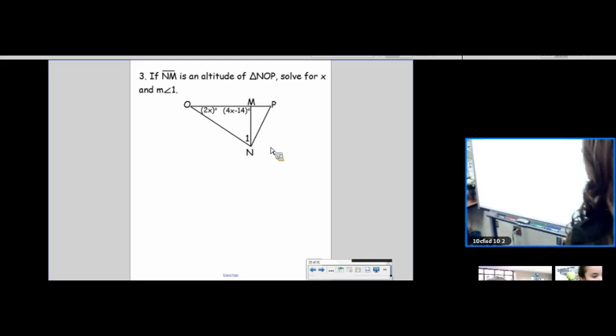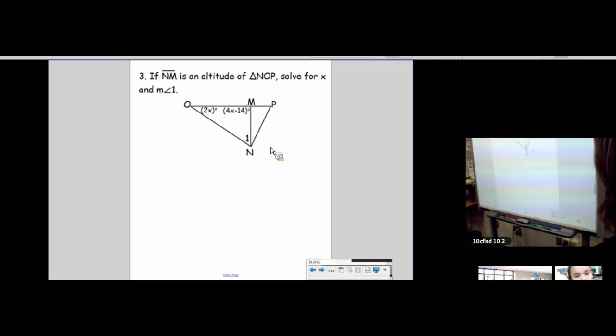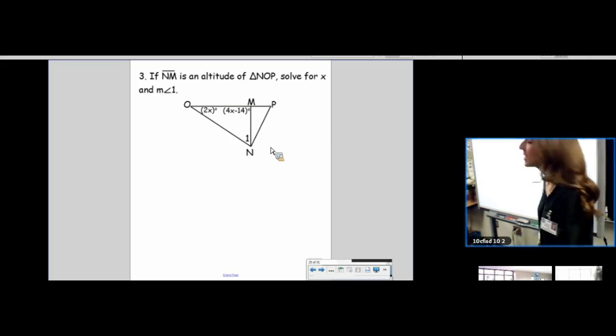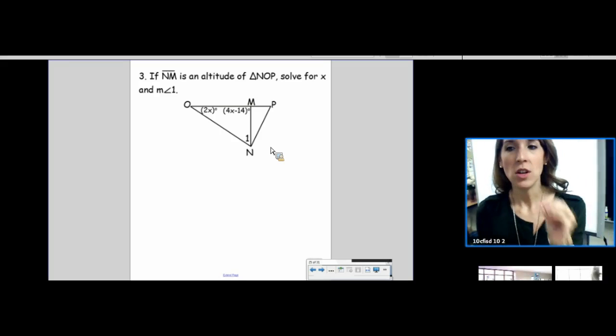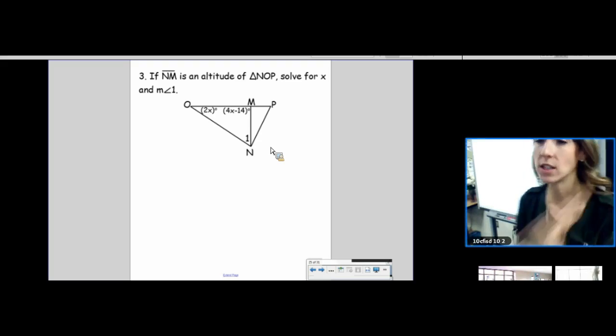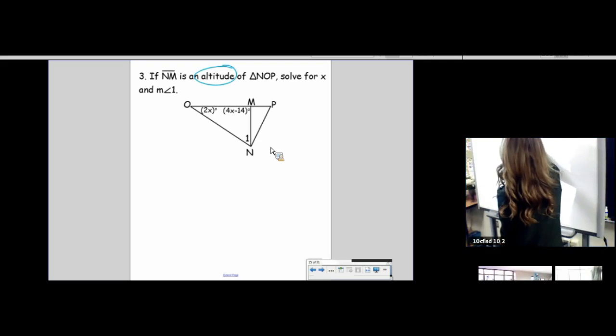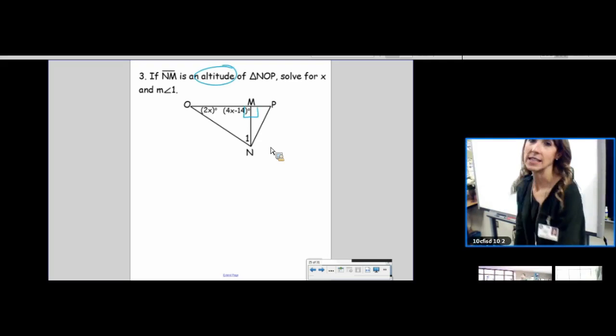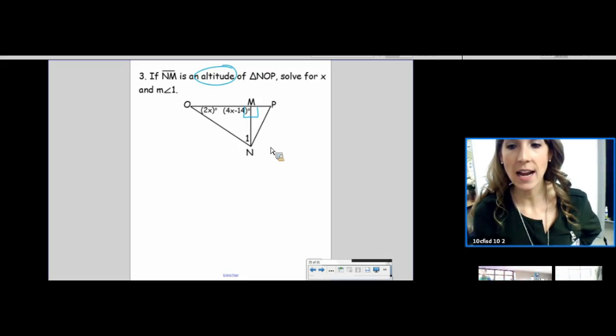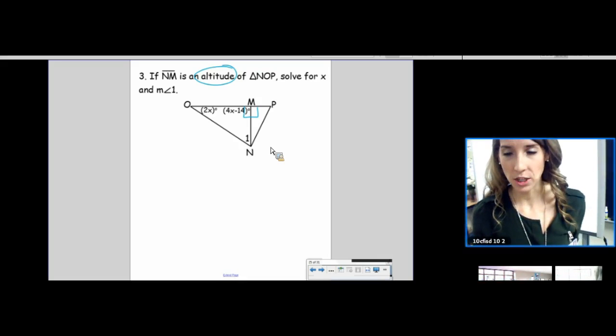If NM is an altitude of NOP, solve for x and solve for the measure of angle 1. So every time I tell you a segment is special, you need to add a marking to the picture. Never begin solving until you've added a marking. What marking does altitude get? 90 degrees. An altitude intersects the opposite side at 90 degrees, so you need to add that to your picture.